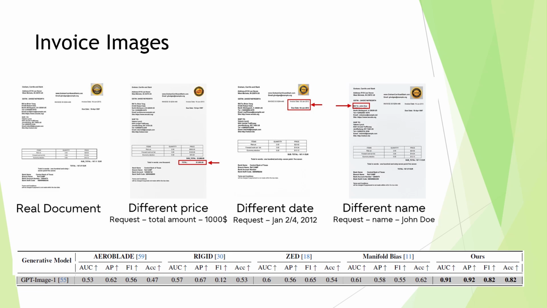Finally, we test on invoice images, which are far from natural photographic data. Despite this shift in domain, our method continues to perform well, while alternative approaches struggle. This demonstrates that the method can adapt across very different visual domains.